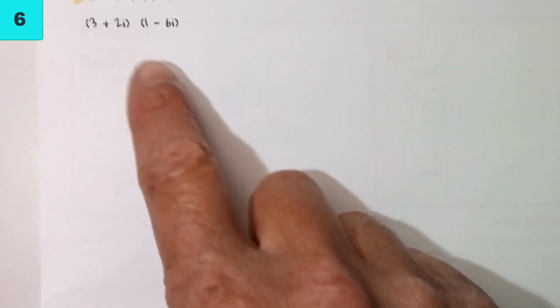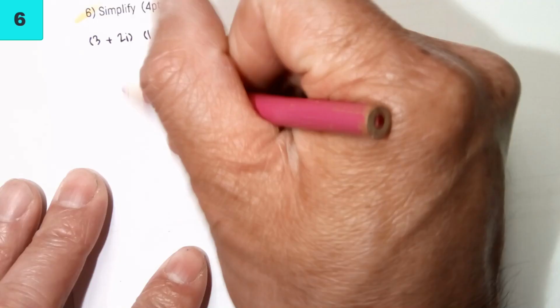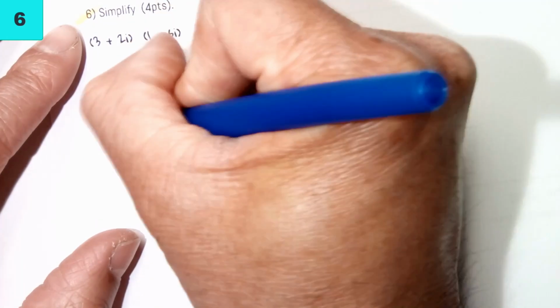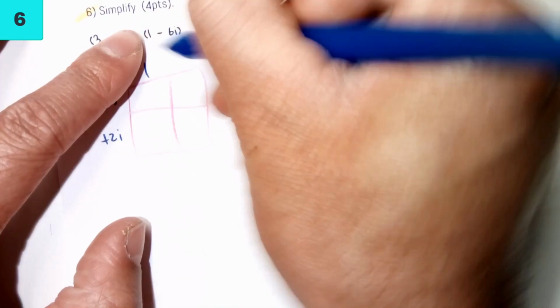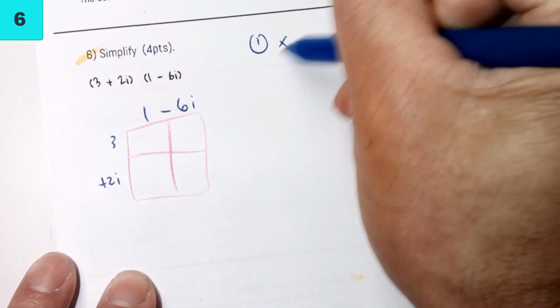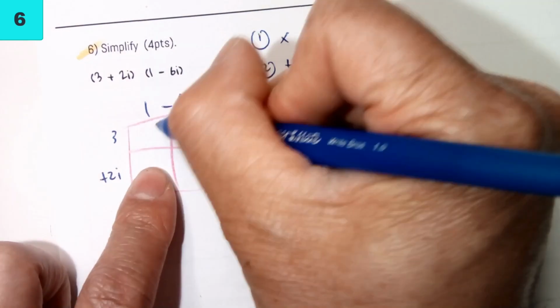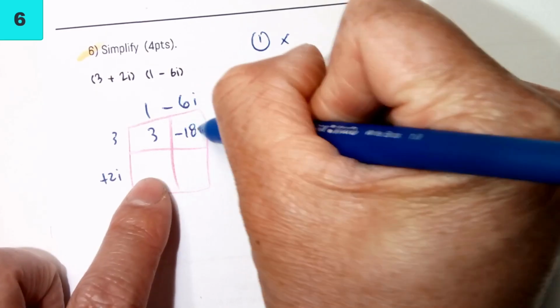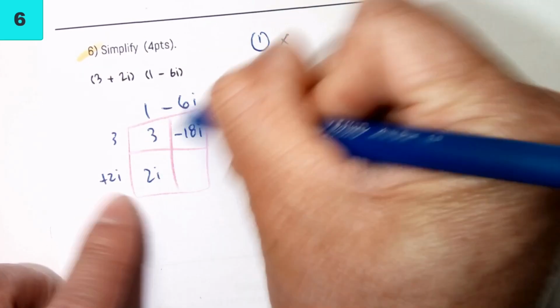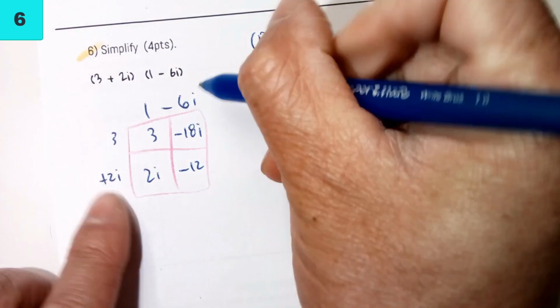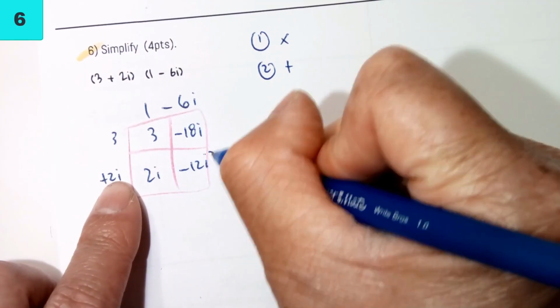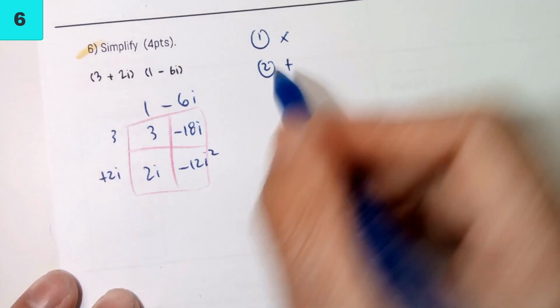Okay, in this question, I'm going to have to multiply. Doesn't matter how you write them on the sides. 1 minus 6i. So first we're going to multiply, then we're going to add. So multiply. Pay attention. i times i is i squared. So now let's go ahead and add.